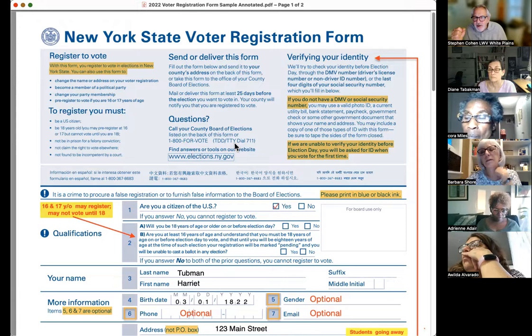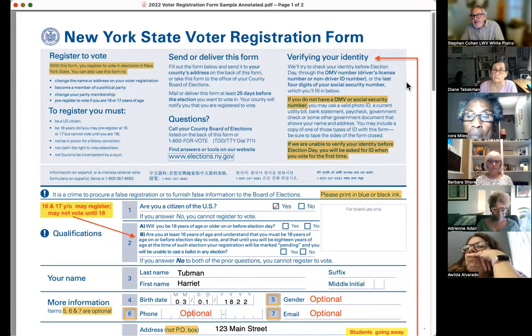If we are unable to verify your identity before Election Day, you will be asked for ID when you vote for the first time. So really what I think in essence, what you want to tell them is that they should make a note and be prepared to bring one of these things. A photo ID, for example, if they're a student, they might have a student photo ID, or they might have a driver's license that has a photo ID.